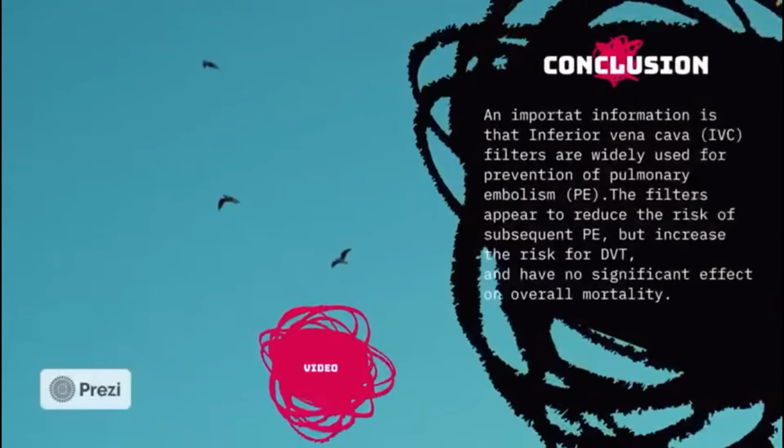Conclusion. An important piece of information is that inferior vena cava filters are widely used for prevention of pulmonary embolism. The filters appear to reduce the risk of subsequent PE, but increase the risk for DVT, and have no significant effect on overall mortality.